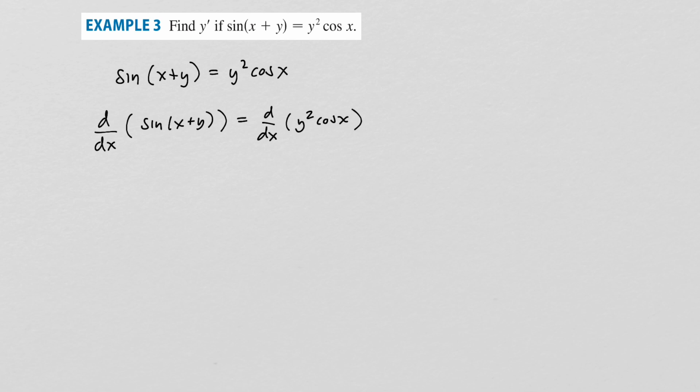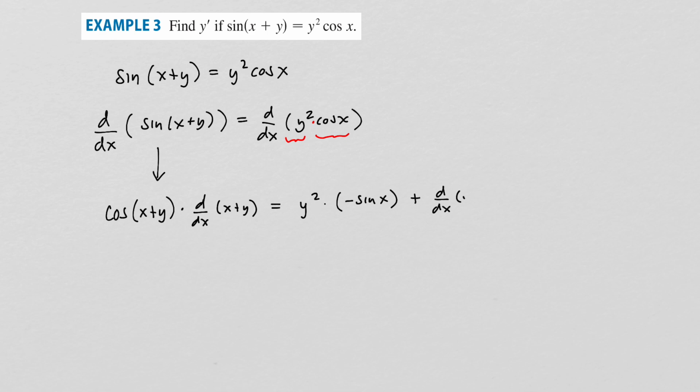Now on the left-hand side, we need to use the chain rule. We have the derivative of sine of something. The derivative of sine of anything is cosine of that thing, and then times the derivative of that thing. Okay, so again, that's just chain rule. On the other side, I want you to notice that we have a product of y squared and cosine of x. So the product rule says we take the first function, y squared, and multiply it by the derivative of cosine of x, which is negative sine of x. Plus, then we are going to take the derivative of y squared and multiply that by cosine of x.